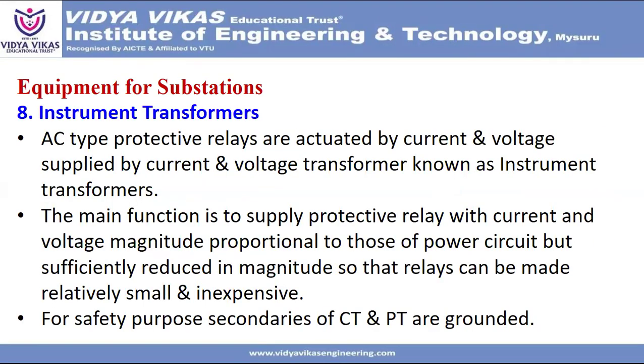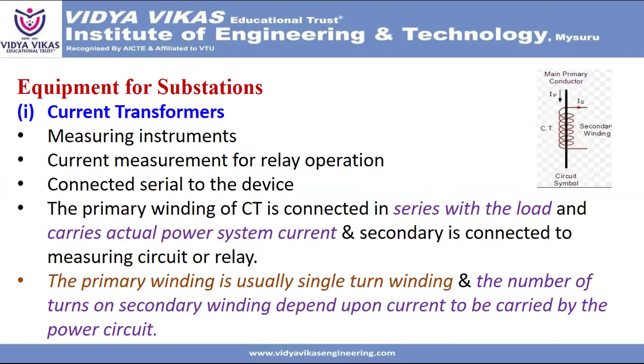Instrument transformer. Instrument transformers are majorly classified into two types, that is nothing but CT and PT. AC type protective relays are actuated by current and voltage supplied by current and voltage transformers, known as instrument transformers. The main function is to supply the protective relay with current and voltage magnitudes proportional to those of the power circuit, but sufficiently reduced in magnitude so that relays can be made relatively small and inexpensive. For safety purposes, the secondaries of CT and PT are grounded.